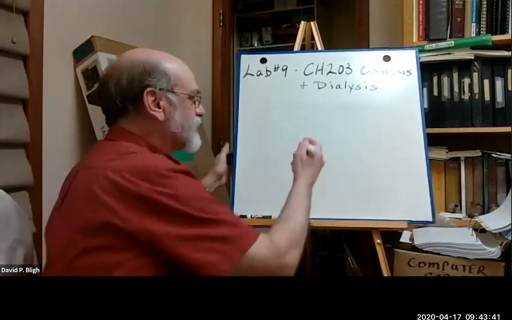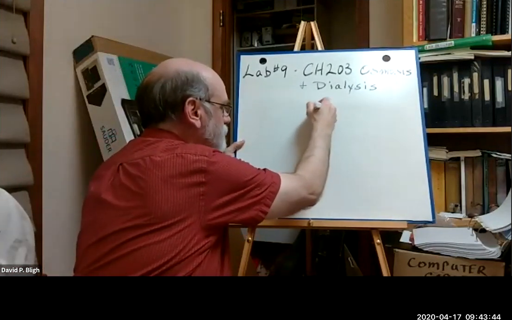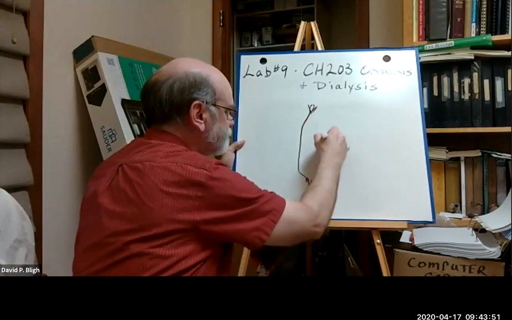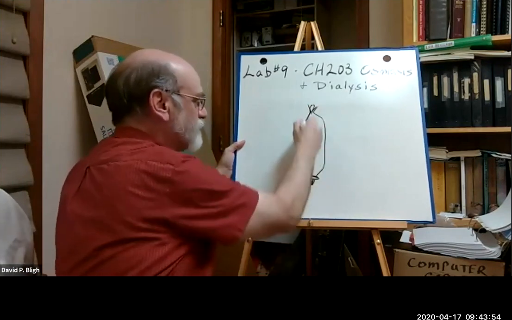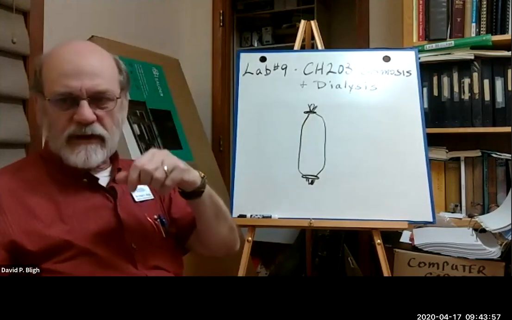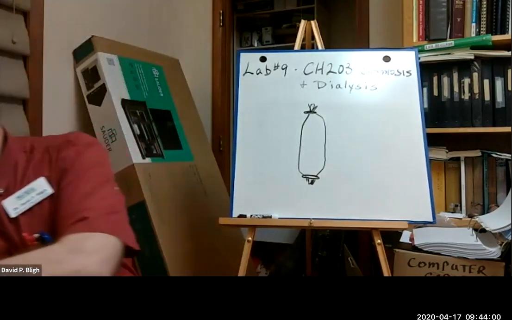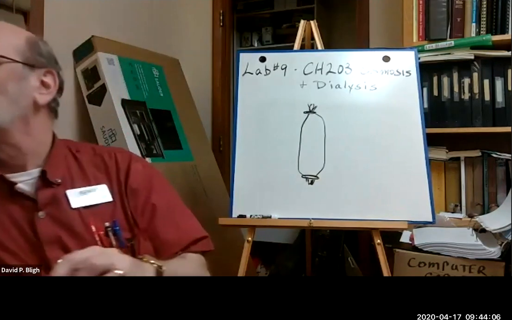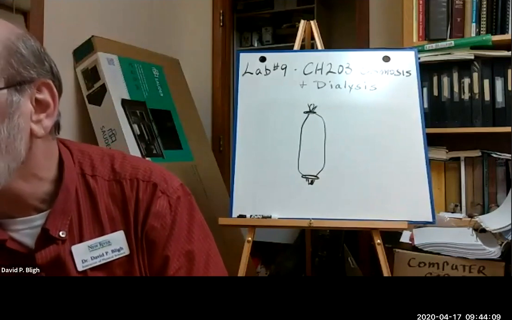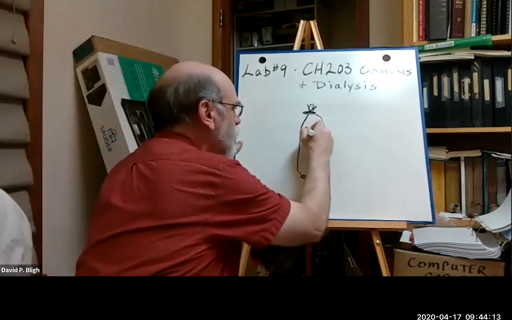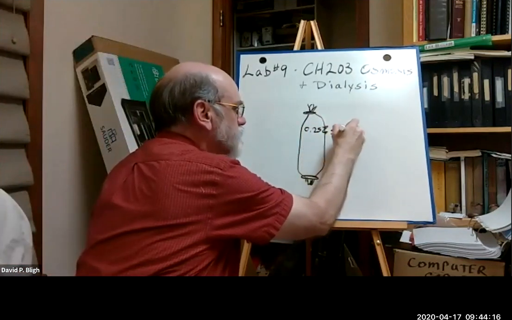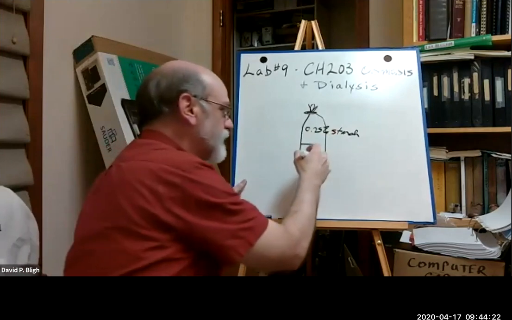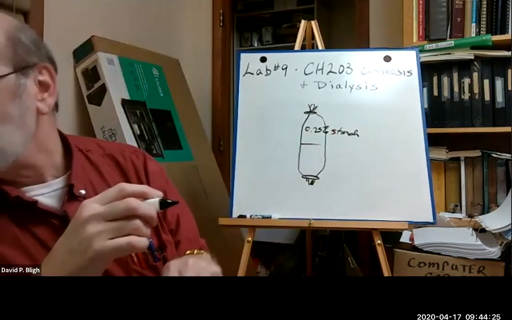So if we have this dialysis tubing, which is like that, and it's tied off at both ends, and it has, let's see, I think it's 0.25% starch, about half of it is that, and then the other half of it is 10% glucose.